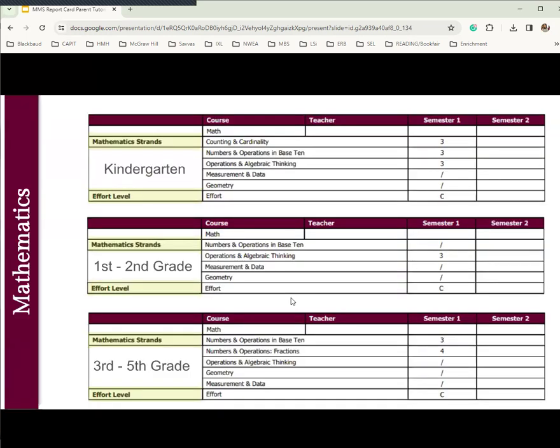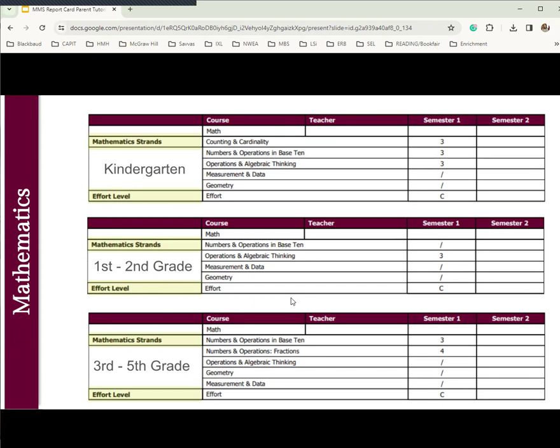Moving on to mathematics, the strands are just slightly different for the different grade bands. So at the top, you'll see kindergarten. The strands include counting and cardinality, which is not in the other grade levels. Then you'll see first through second grade, third through fifth grade. So you can check out their mastery level again, as well as their effort level.